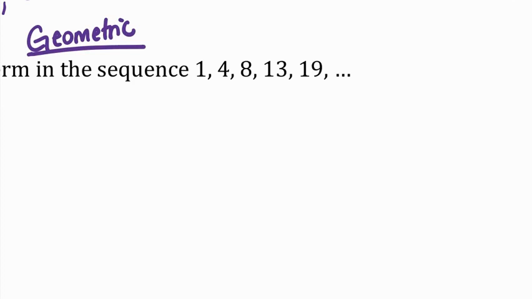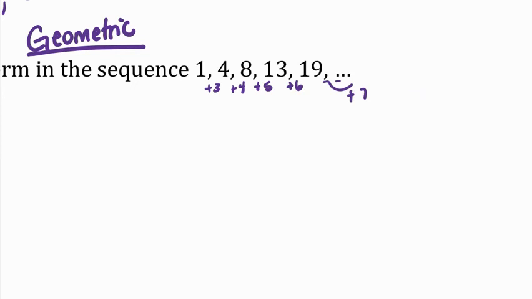To get from 1 to 4, well, I could either add 3 or I could multiply by 4, right? To get from 4 to 8, I could add 4 or I could multiply by 2. To get from 8 to 13, I could add 5, or I'm going to have to multiply by a fraction. So it seems like it's going to make more sense to do our addition pattern here. It's not arithmetic because we're not adding the same thing every time. But to get from 13 to 19, we're going to add 6. So our next term, we would want to add 7 and then add 8.